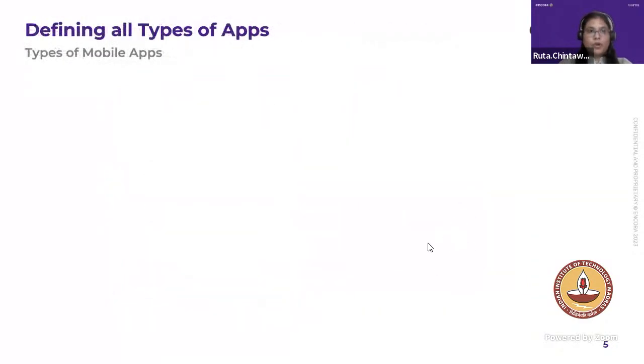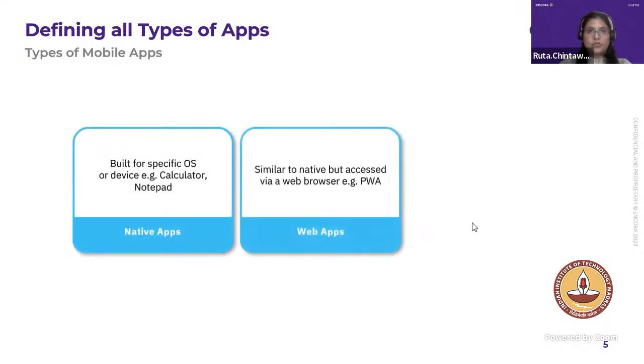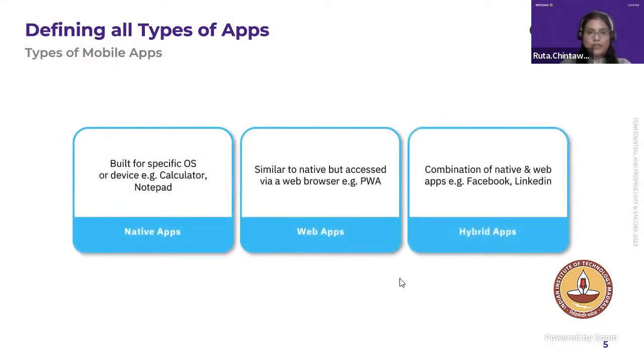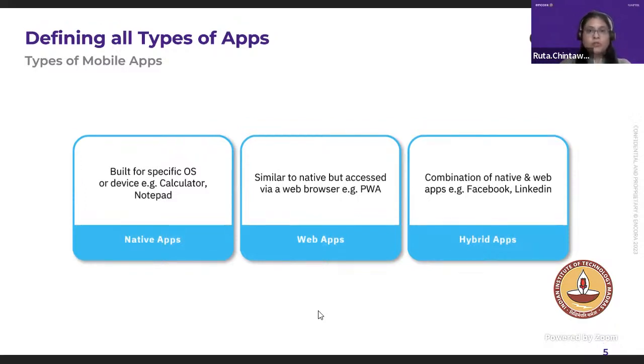Then we will talk about the types of applications. We have three types of mobile applications available in the market. First is the native application. What are native apps? They are built for a specific OS or device. Let's take the example of a calculator or notepad, which are inbuilt applications in the mobile. It could be Android OS or iOS; depending on the platform or OS, your application might vary. In native apps, we have Android mobile applications or native iOS applications.